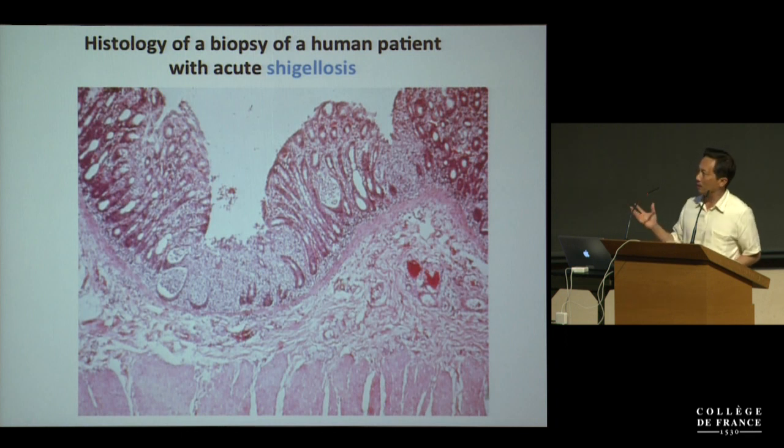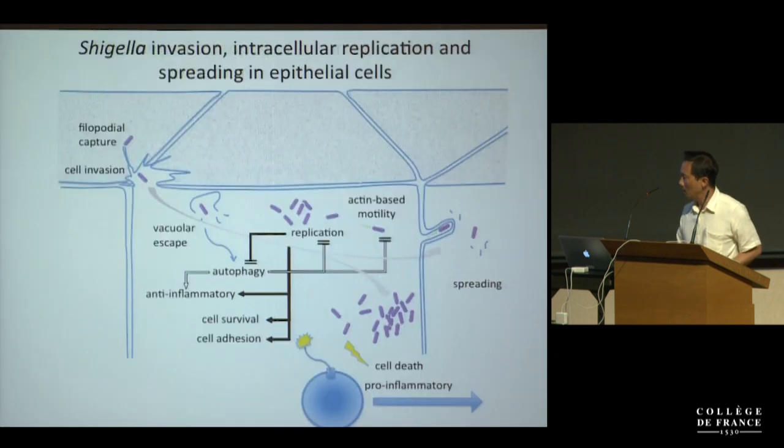It's a view of a human biopsy of a patient in the acute shigellosis phase. We can clearly see the infiltration of polynuclear cells that promote the inflammation and the destruction of the microvilli after Shigella infection. As you know, Shigella is an enteropathogen that invades the colonic epithelium.